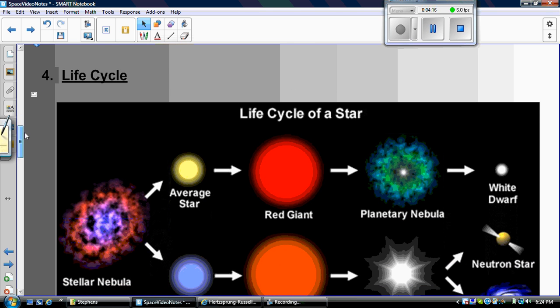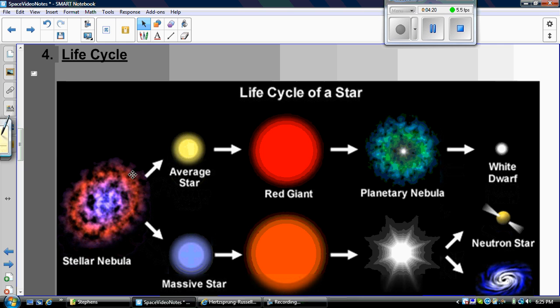Okay, so let's take a look at the life cycle of a star. All stars start out as a nebula. And we're going to start first with an average sized star. An average sized star, like our sun, will exist for most of its life in this stage right here. It's burning hydrogen, turning it into helium, creating that energy. When the star starts to run out of hydrogen, it turns into a red giant.